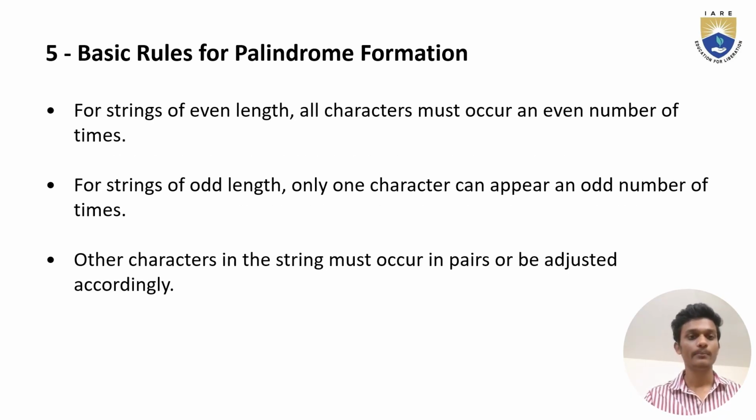There are some basic rules for palindrome formation. For strings of even length, all characters must occur an even number of times. For strings of odd length, only one character can appear an odd number of times. Other characters in the string must occur in pairs or be adjusted accordingly. These are some basic rules for palindrome formations.